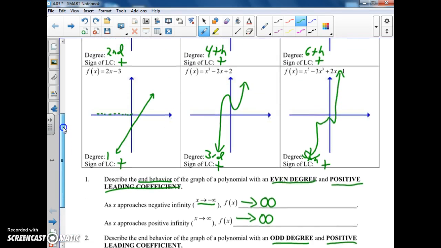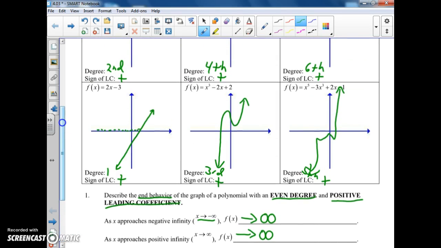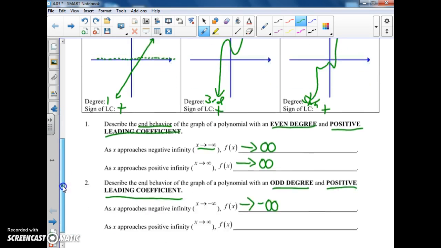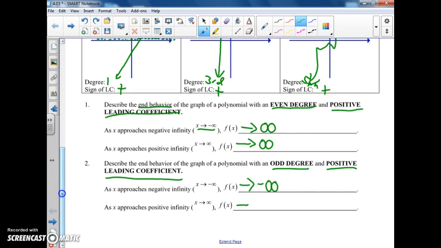All right, let's go to the other side. As x approaches positive infinity, which way is the graph going? It approaches positive infinity. So f of x approaches positive infinity, like that. Anybody else, what's happening so far? Okay, so far so good.